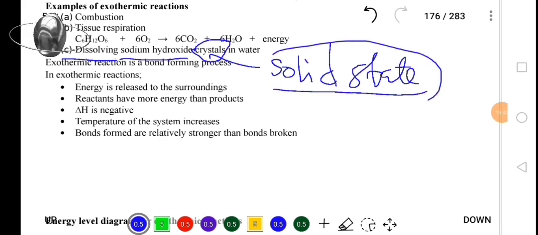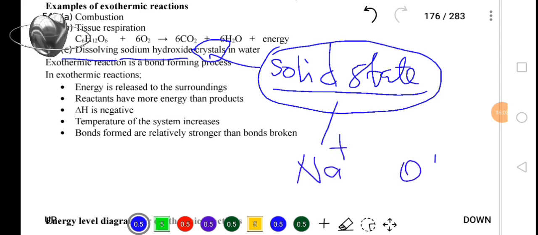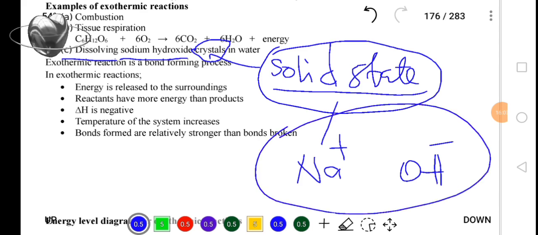Now, when we put sodium hydroxide in water, the solvation of sodium hydroxide, the process of forming sodium ion and hydroxide ion in solution, this releases a lot of heat. That qualifies this dissolving of sodium hydroxide to be an exothermic process. Meaning the process of dissolving sodium hydroxide is an exothermic process because heat is evolved to the nearby surrounding from the reacting system. That is very important.